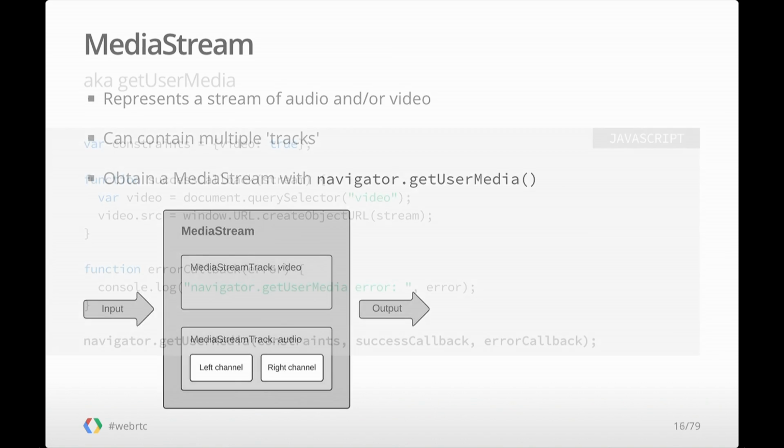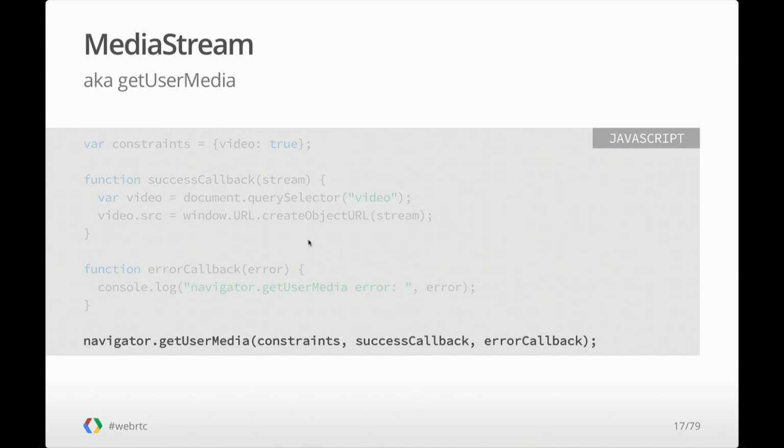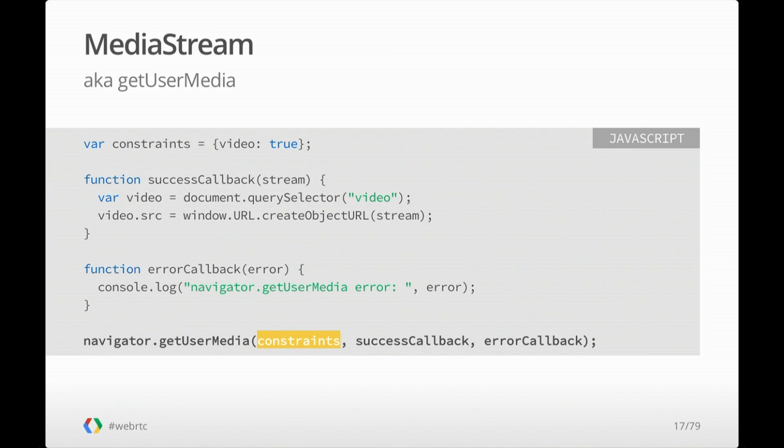So let's look at the code for that. And you can see that getUserMedia there takes 3 arguments. And the first one, if we look at the constraints argument, you can see I'm just specifying I want video. That's all I'm saying. Just give me video, nothing else. And then in the success callback, we're setting the source of a video using the stream that's returned by getUserMedia.